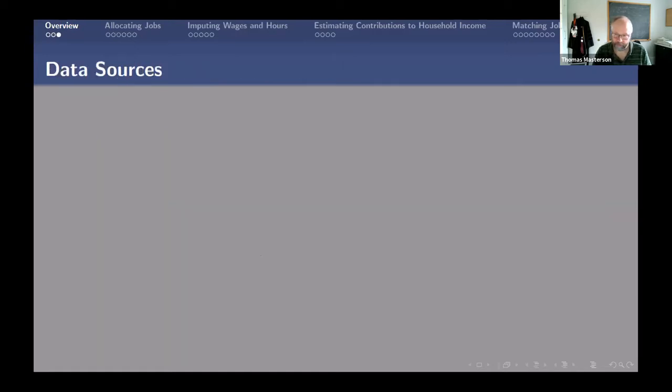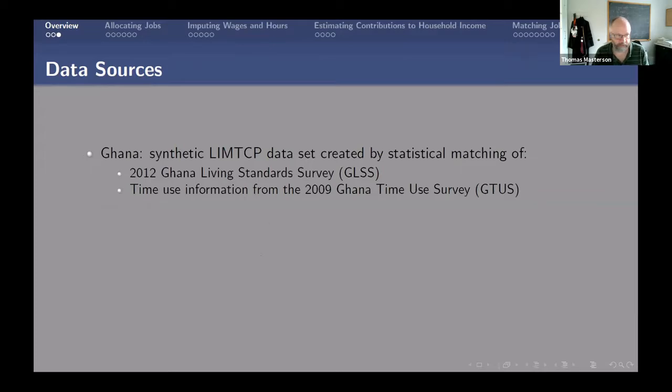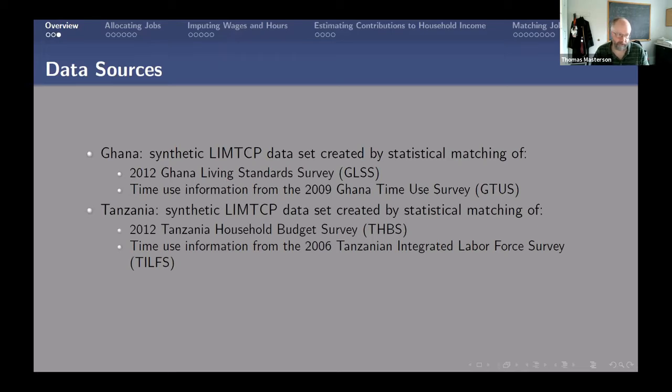And the data for the project, right, was a synthetic data set for Ghana that we created by matching the Ghana Living Standards Survey for 2012 and the time use survey from 2009, right? So we did a statistical match of those two, and so we brought time use information from the time use survey into the Living Standards Survey to create this data set with which we could estimate the time and consumption poverty. That was phase one of the project. We're talking about phase two today. And so for Tanzania, a similar procedure was used to match the household budget survey from 2012 to the time use information from the labor force survey in 2006.